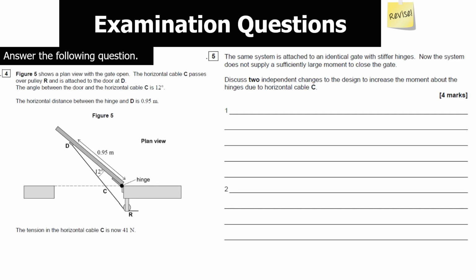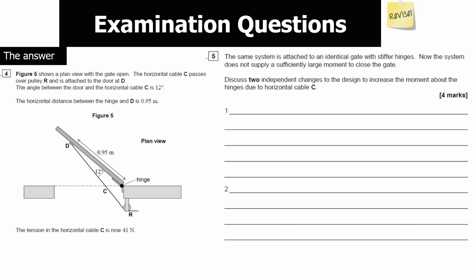Now the next question says, the same system is attached to an identical gate with stiffer hinges. Now the system does not supply a sufficiently large moment to close the gate. Discuss two independent changes to the design to increase the moment about the hinges due to the horizontal cable C. So pause the video now, then unpause the video when you want to go through your answer.